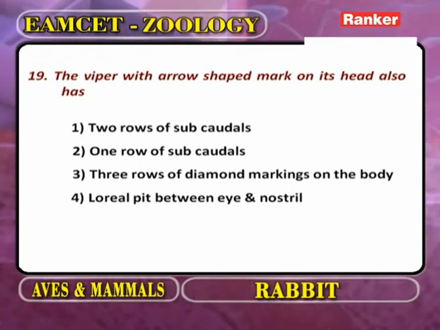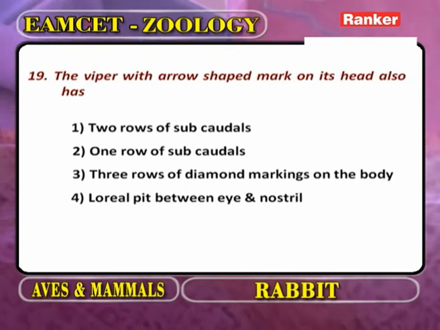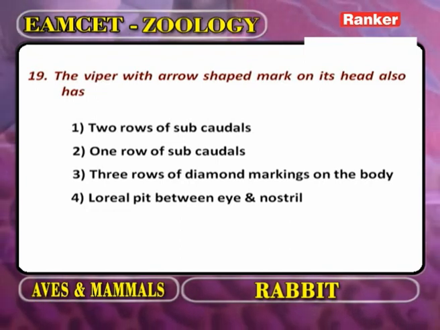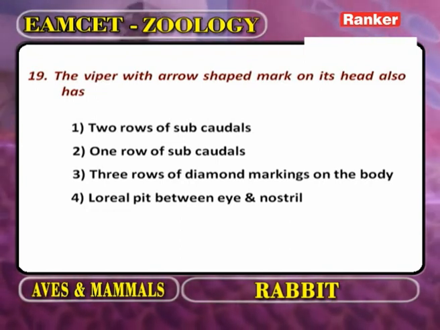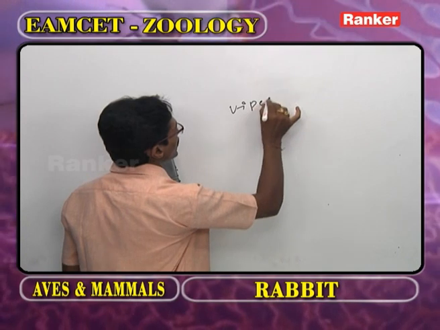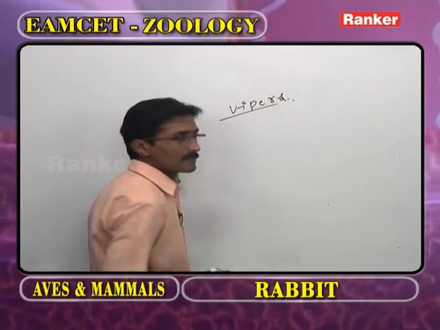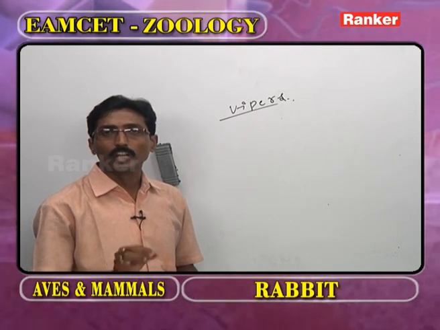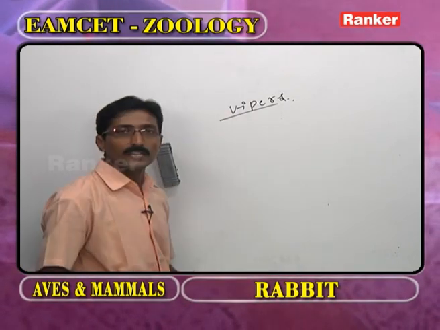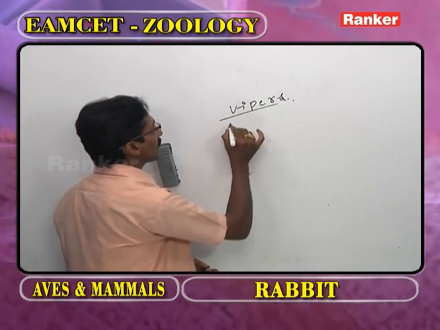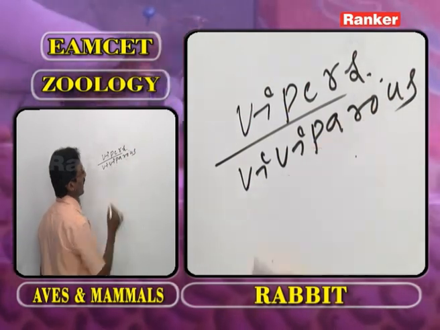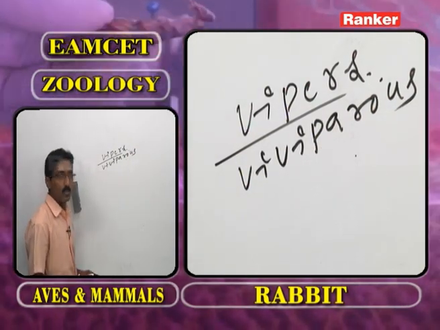The viper with arrow shaped mark on its head also. Now, as we observe the poisonous snakes among the reptiles, one type of poisonous snake we call vipers. In Telugu they are called Rakta Pinjaralu. Now, as we observe, vipers are viviparous. What is meant by viviparous? They give birth to young ones.